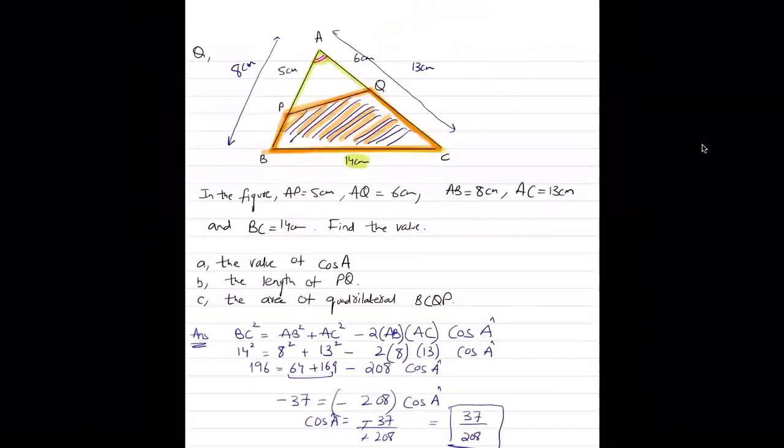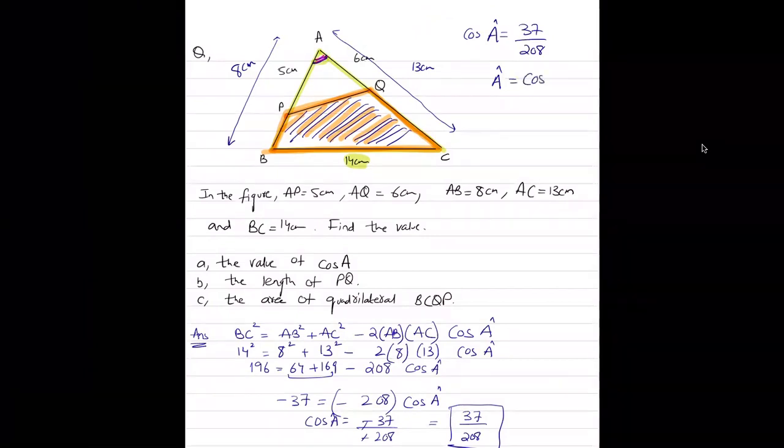I have cos of A. Can you help me find angle A now? If cos of A was coming out to be 37 upon 208, how can you find angle A? Good. Make sure your calculator is in degree mode. You will have to take cos inverse of 37 upon 208. Can you do that and give me the answer, please?